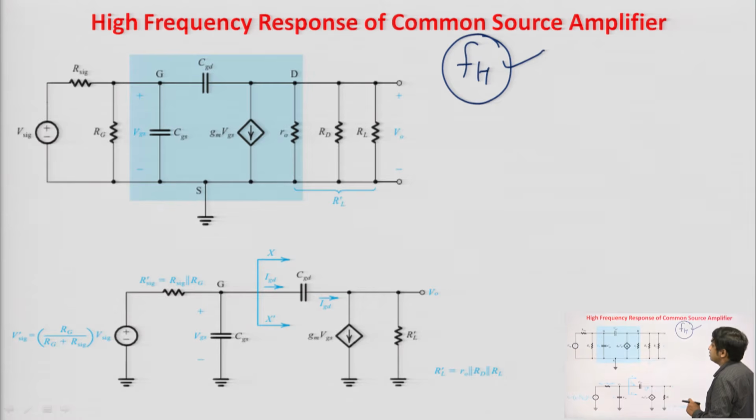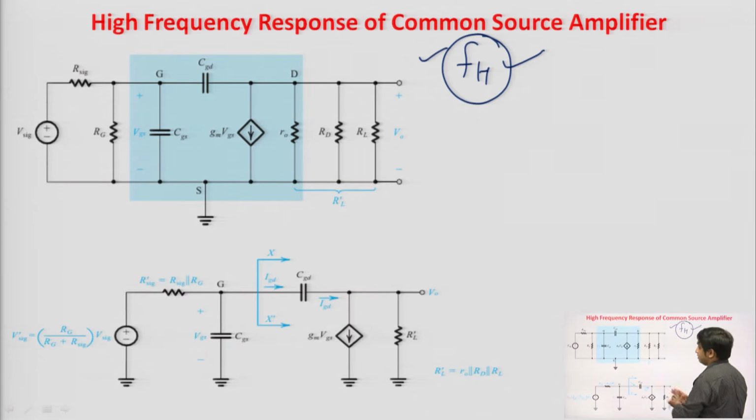Now, if we want to calculate the value of FH, then of course we are going to study the high frequency analysis. In high frequency, the internal capacitances play an important role. Why is it so? Please refer to lecture 11, in which I discussed why the gain is reduced at high frequency due to internal capacitances, and why at low frequency the gain is reduced due to coupling capacitors.